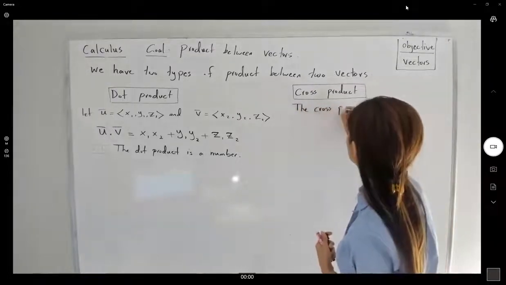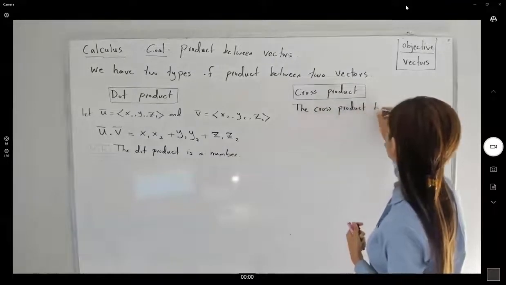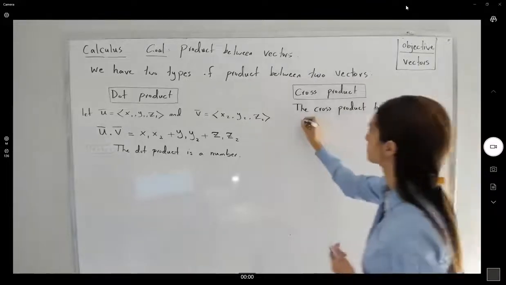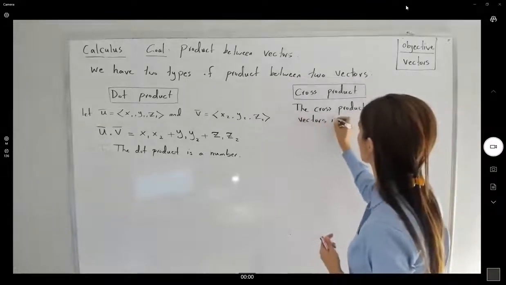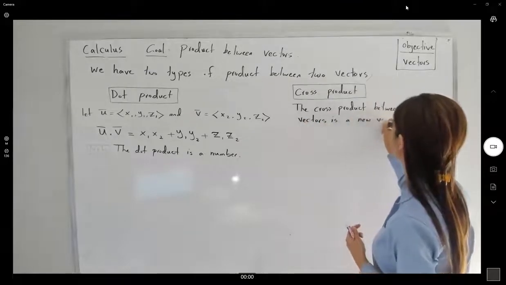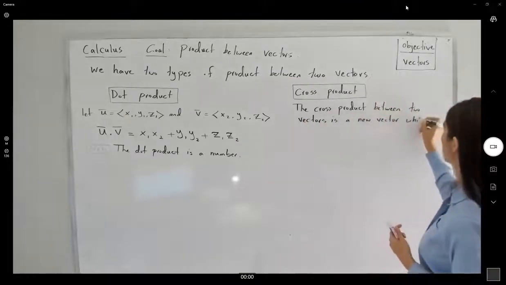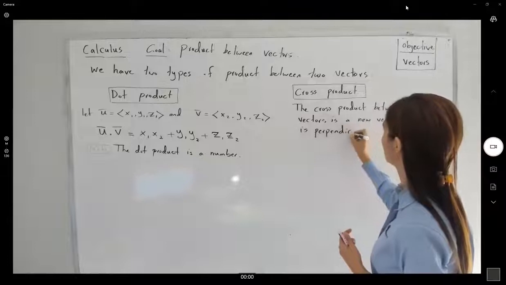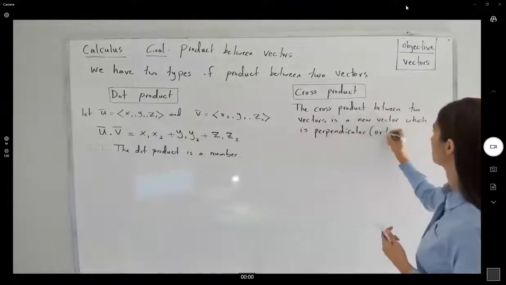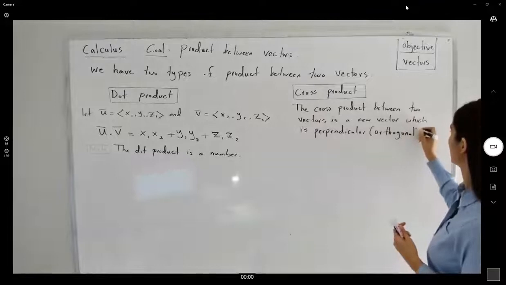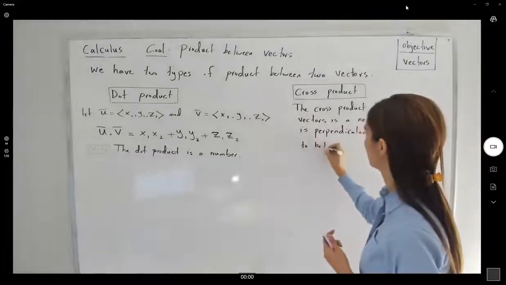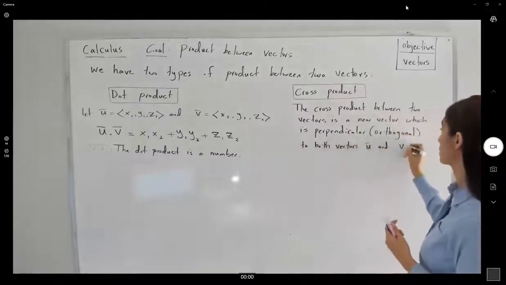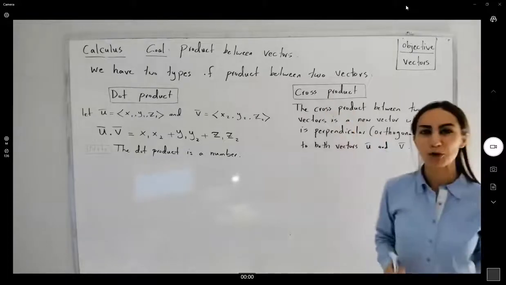The cross product between two vectors is a new vector which is perpendicular or orthogonal to both vectors U and V. This is important for us.